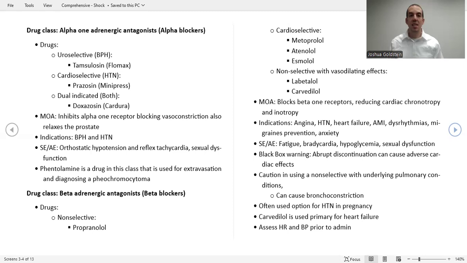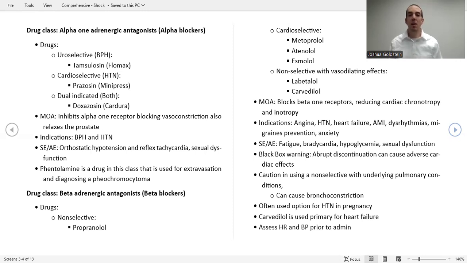Phentolamine is another drug that's in this class. This is used for extravasation. This is where a vasoconstrictor that we're going to learn about at the end of this lecture leaks into the local tissue. So we can use it there to reverse that. And phentolamine is also used to diagnose a pheochromocytoma.